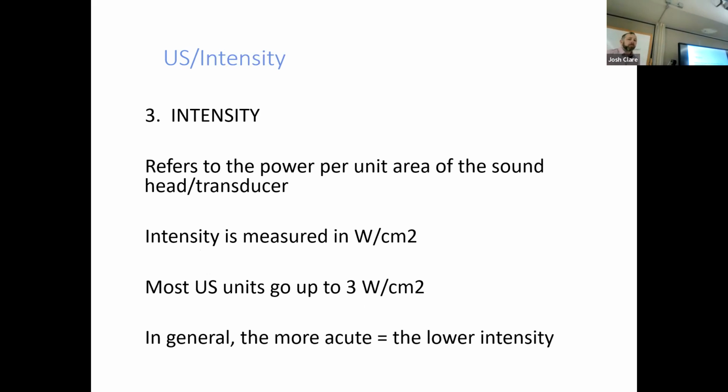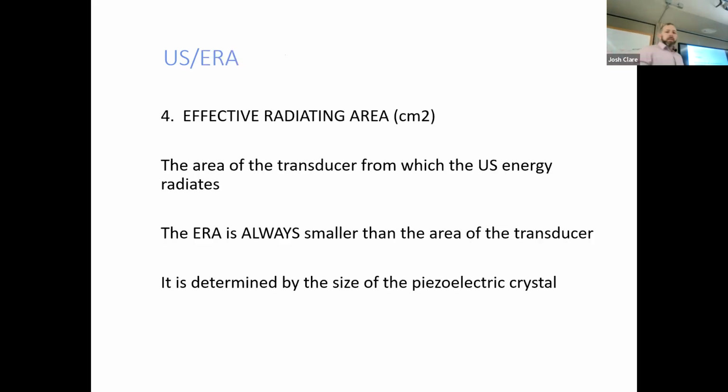Intensity is just the amount of power we're putting into that head, into the transducer, and into the tissue, measured in watts per centimeter squared. Most units are going to go up to 3 watts per centimeter squared. In general, the more acute, the lower intensity. That makes sense for everything we do, right? The more acute the problem, the less we mess with it. But I have some exact parameters we'll go through in a little bit.